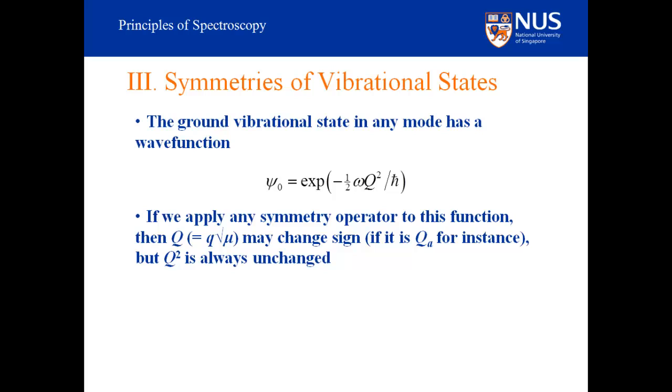Note that in terms of the lowercase q that we used in part 2 to describe the vibrations of water, the uppercase Q is simply a mass-weighted coordinate. It is formed from the product of the lowercase q times the square root of the reduced mass. If we apply any symmetry operator to this function, then Q may change sign. For instance, if it is Qa, the mass-weighted normal mode for the asymmetric stretch. But Q squared is always unchanged.